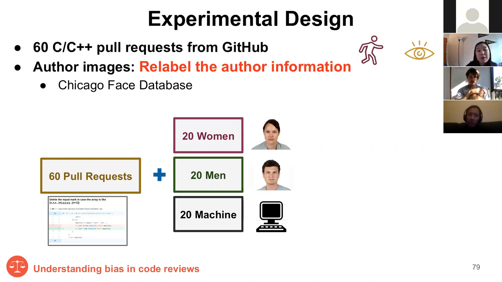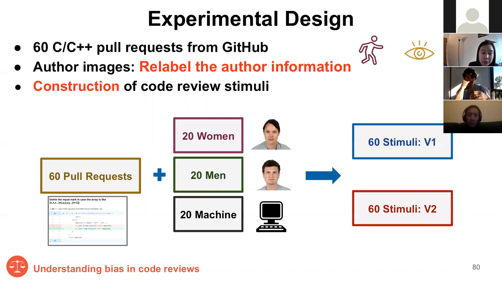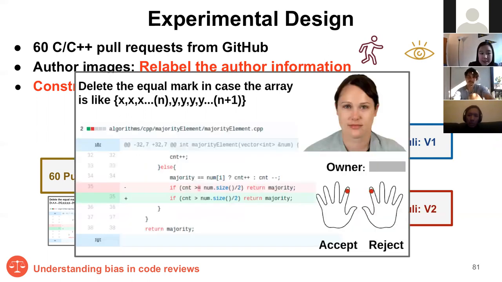So these human pictures are obtained from the Chicago Face database with a control of race, age, attractiveness, and facial expressions. We also generated two versions of code review stimuli with exactly the same set of pull requests, those 60 pull requests from GitHub, and author pictures to control the code quality. A stimulus example is shown here.